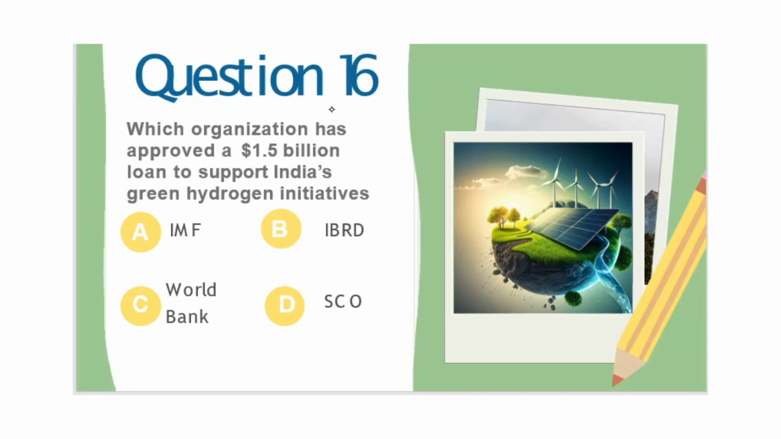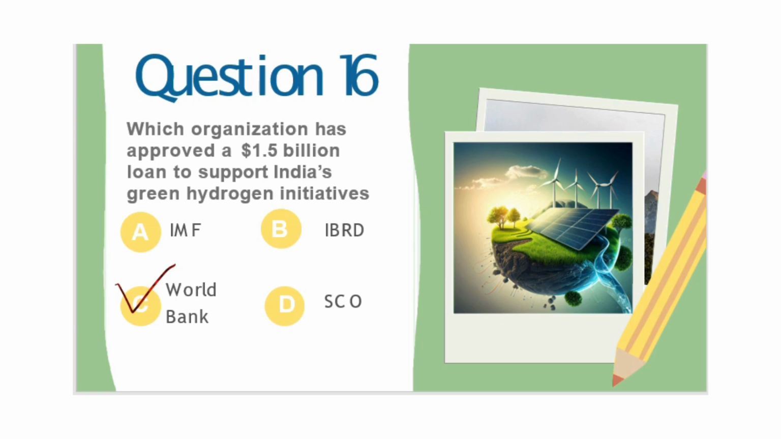Question number 16 is, which organization has approved a $1.5 billion loan to support India's green hydrogen initiative? Option number A is International Monetary Fund. Option number B is International Bank for Reconstruction and Development. Option number C is World Bank. And option number D is Shanghai Cooperation Organization. So the correct answer here is option number C, that is World Bank.